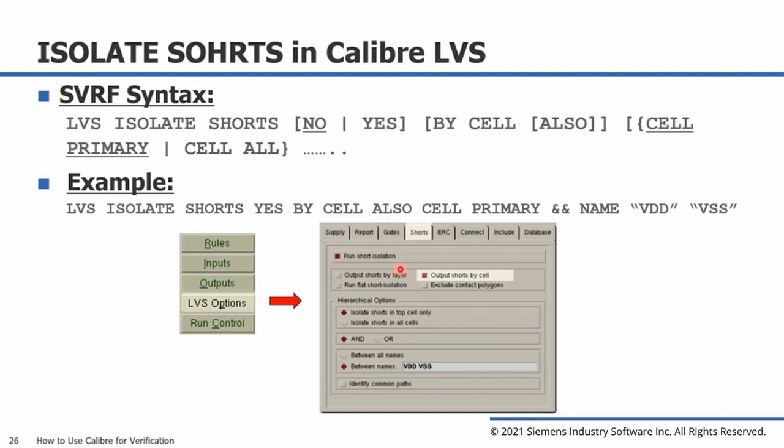You can do that interactively as well. You just need to enable output short by cell, and ideally it's the same. You just enable run short isolation, run shorts by cell, and other options.